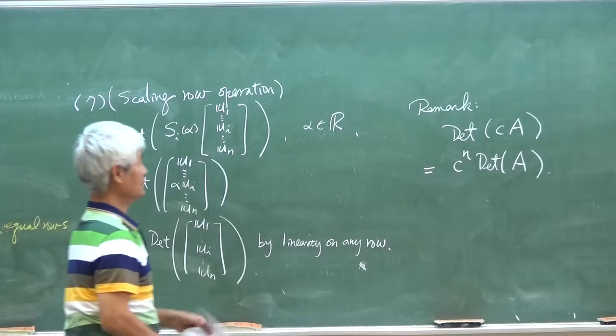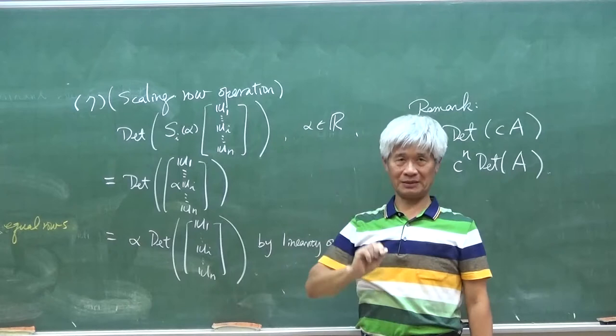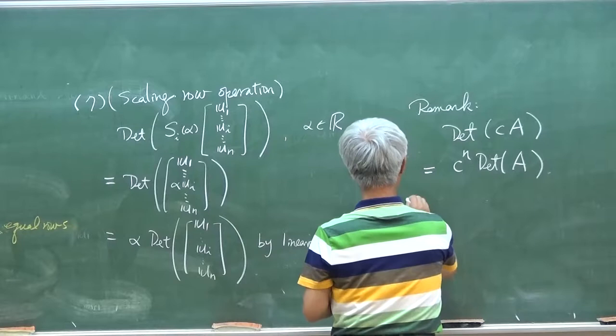Remember, it's not a row operation. You multiply c to every row of A, right? Okay. So to repeat, you have used the scaling operation n times to get c to the n power, okay? So you have to be careful.